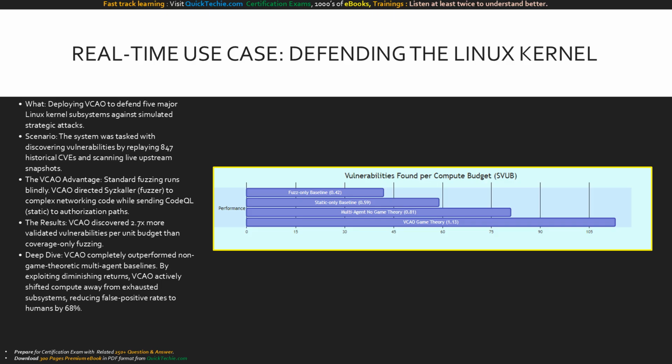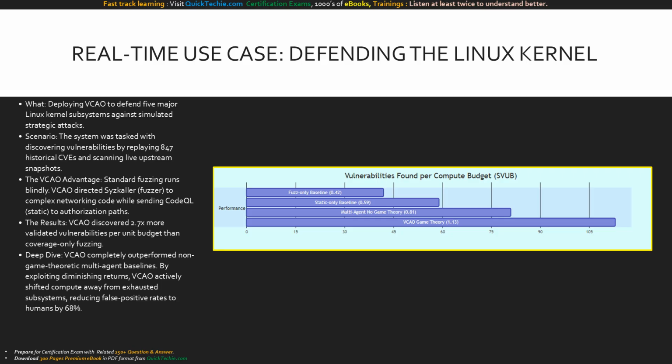Let's deep dive into why VCAO outperformed even non-game theoretic AI agents: it mathematically understands diminishing returns. As one kernel subsystem became exhausted, VCAO dynamically reallocated GPU hours to fresh targets. Furthermore, the cascaded verification reduced the false positive rate reaching human reviewers by an incredible 68%.